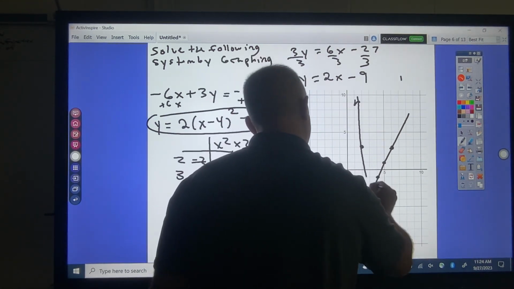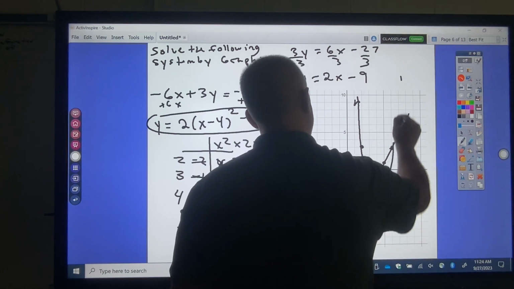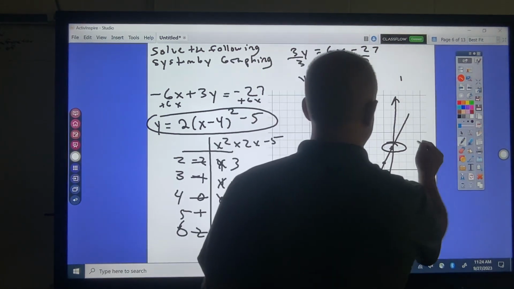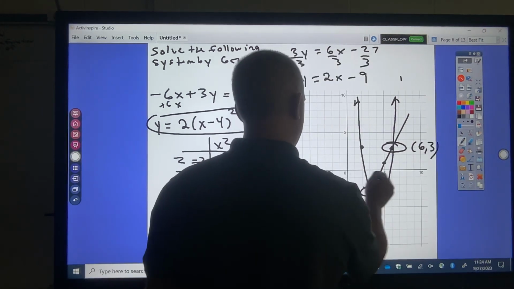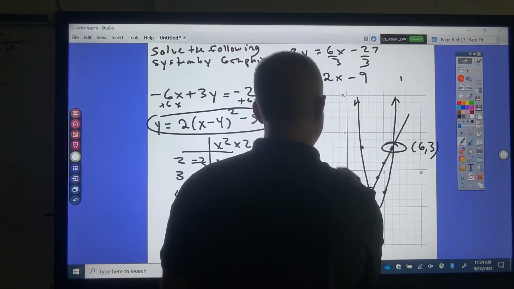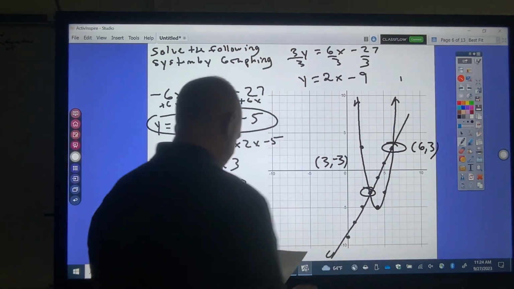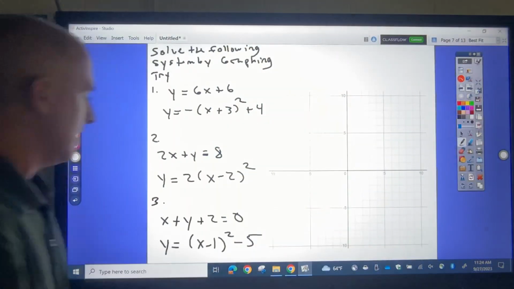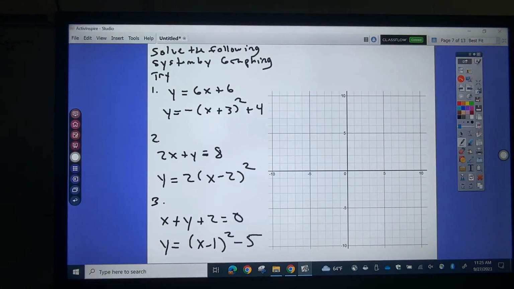And then this one would go like this. Okay, so my intersections are here and here. Sorry about that. 6 over, 3 up. 1, 2, 3 over, 3, negative 3 down. Okay? All right, sorry about that. Didn't divide that correctly. Go ahead and try those on your own.